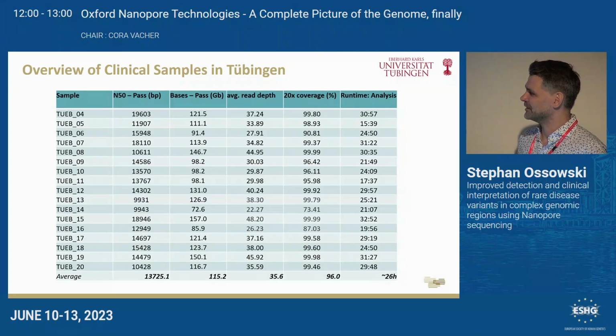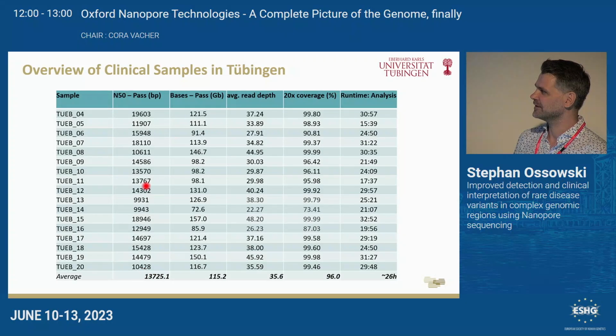That is what we need. And then by that, we get in most samples close to 100% of the regions covered by at least 20 reads. We had a relatively short N50 in these samples because we just took the same routine as for short reads, so we didn't specifically enrich for high molecular weight, but still about 14 kb.